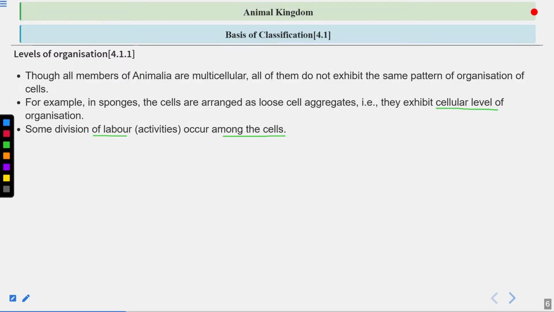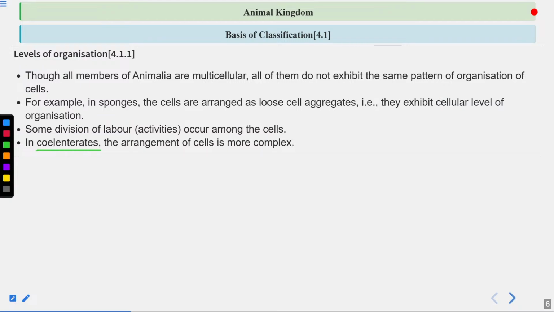This is a very, very important characteristic. We are studying the level of organization, the first fundamental feature. And the lowest level of organization is the cellular level. The lowest level of organization is the cellular level. And where do we see it? In the sponges, Porifera, the first phylum.